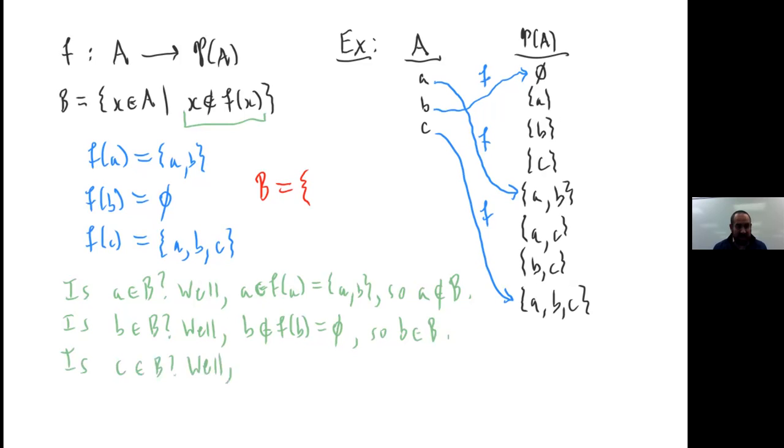Does C belong to its image? Yes. C belongs to f of C, which of course is the set consisting of A, B, and C. It's in there, yeah? So does C meet the requirements to be in big B? No. So C is not an element of big B. So what's the conclusion here? What's big B equal to? Little b, and that's it.